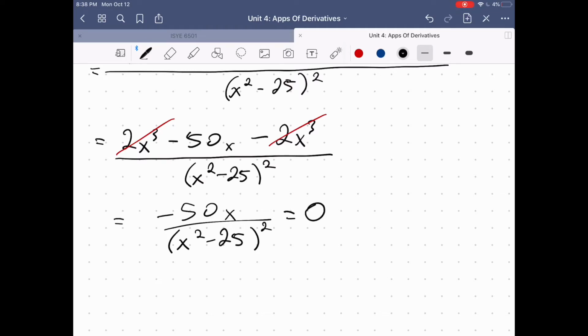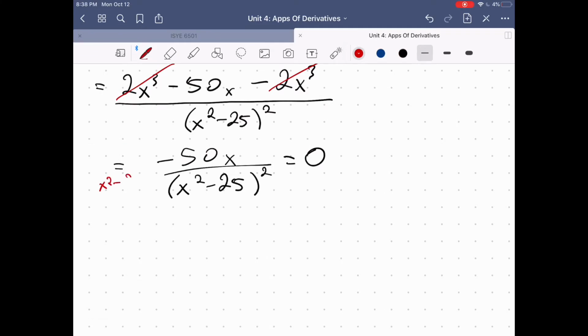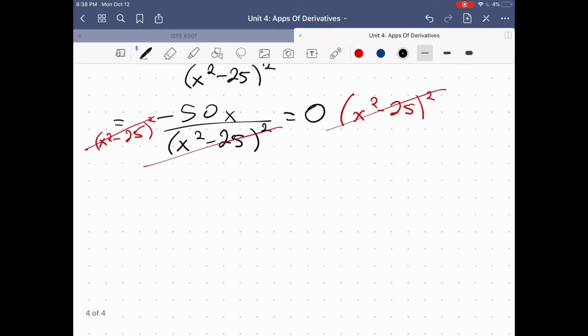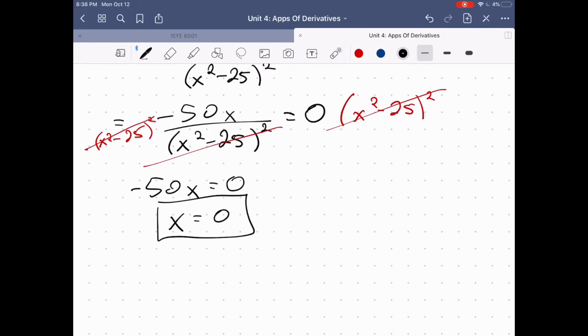So now that that is our simplified derivative, we can set it equal to 0. If we multiply both sides by x squared minus 25 squared, that will cancel out the denominator on the left. And then on the right, 0 times anything is just 0. So that parentheses just kind of goes away. We're left with negative 50x equals 0. And then divide both sides by negative 50, and we find x is equal to 0. So that is our first critical point.